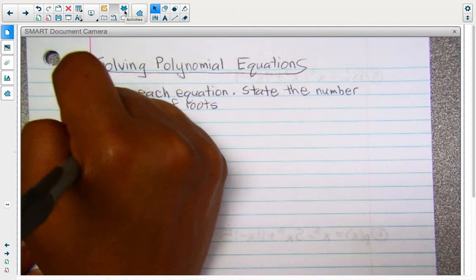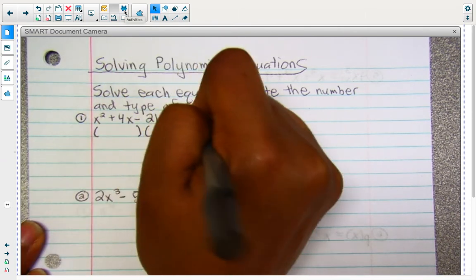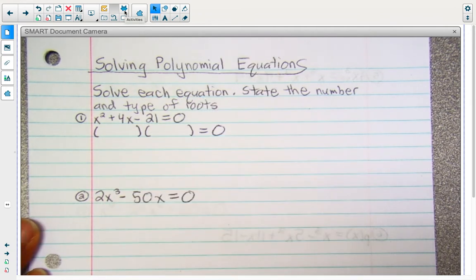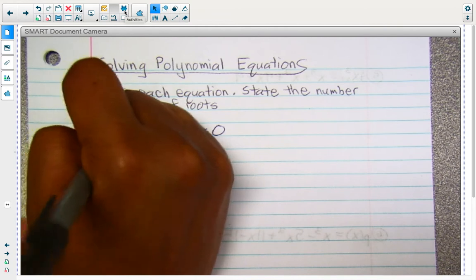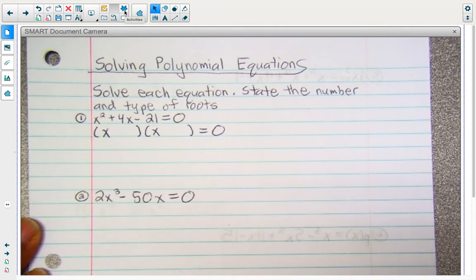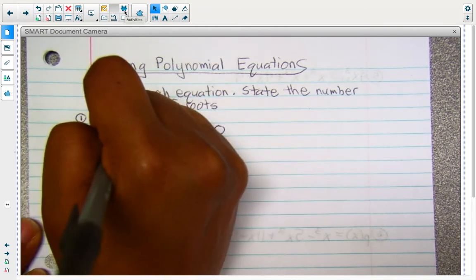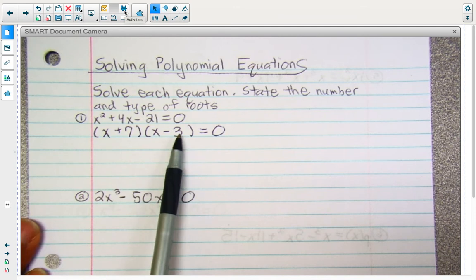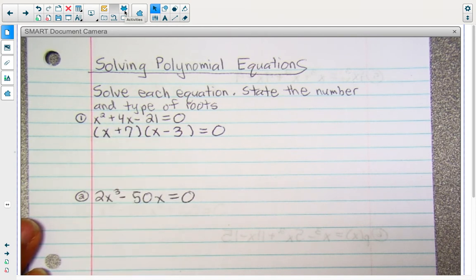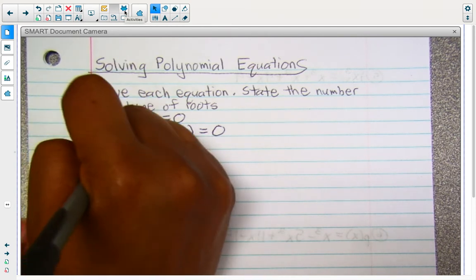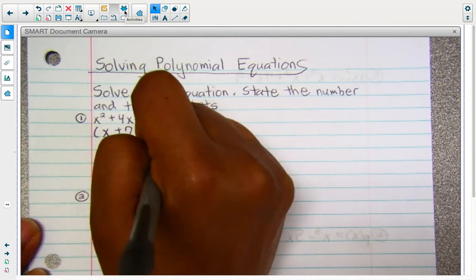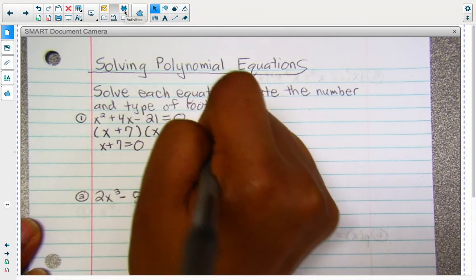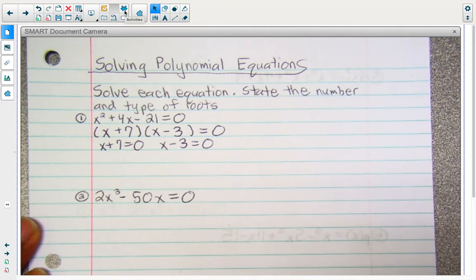We'll set up our parentheses. I'm looking for 2 numbers that multiply to give me negative 21 and add to give me 4. So I know I've got to put my x's in. If I'm looking for a negative there, let's try plus 7 and minus 3. So let's check ourselves. This gives me negative 21. When I add these together, that gives me positive 4. I set each of my factors equal to 0. Again, this is a recap from last unit, solving quadratic equations.